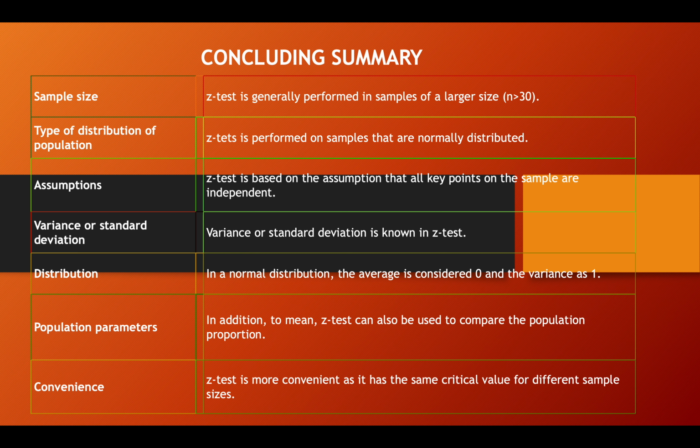And if we talk about the distribution, in a standard normal distribution, the average is considered 0 and the variance is 1. And then another point, the population parameters. In this, the z-test can also be used to compare the population proportion. And if we talk about convenience, the z-test is more convenient as it has the same critical value for different sample sizes.